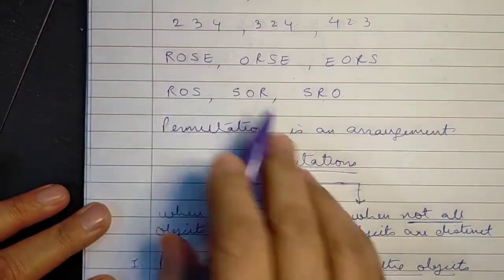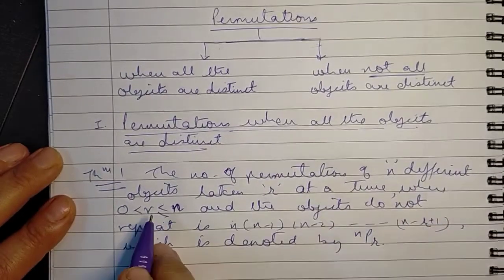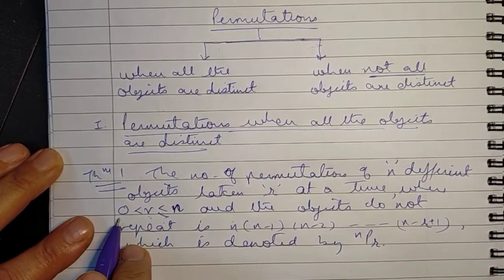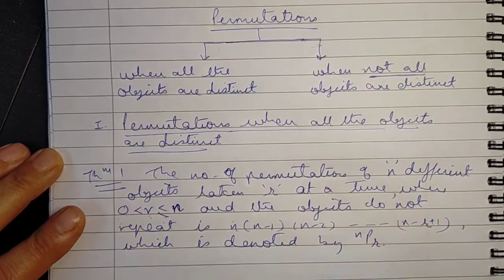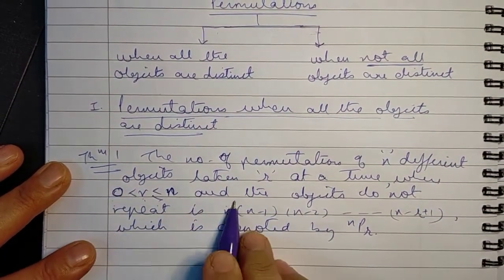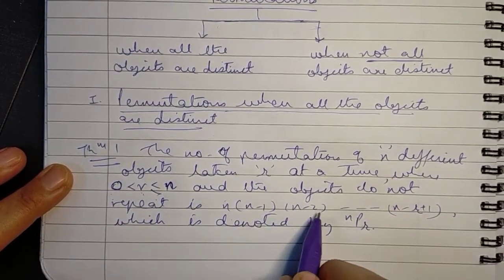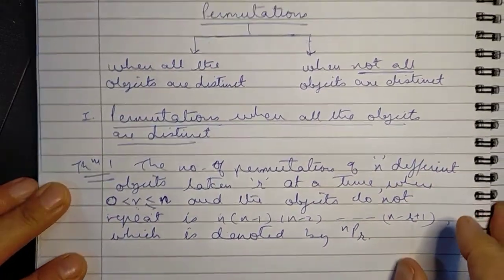And you can even take all at a time, and that is why r can be equal to n. But of course we have not considered the case of 0, because then it becomes a trivial case, that you are not choosing any out of this. And the objects do not repeat is given by n, n minus 1, n minus 2 till this. So let's quickly do the proof of this, and then we will see how we write it. And we write this as nPr.